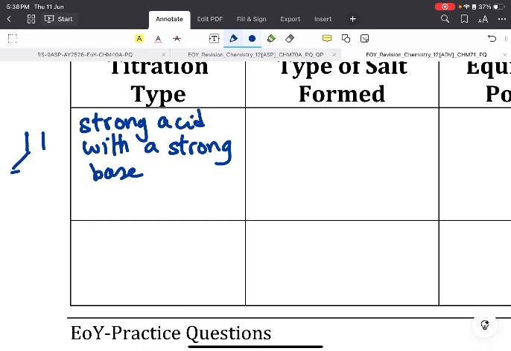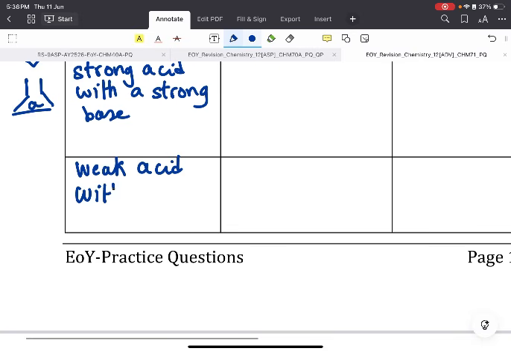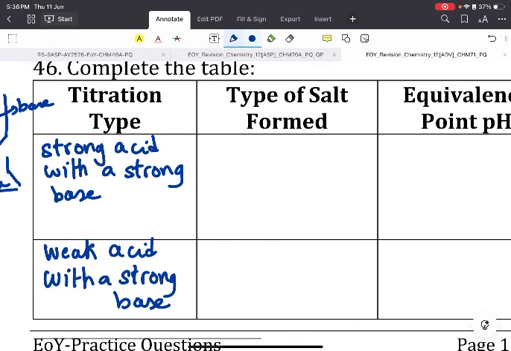It means here in this conical flask, I have the acid, and on top of it, I am adding a base. And the other type of titration that is included in your KPIs is the weak acid with a strong base. Now, let's take some examples. Strong acid with a strong base. Go for the simple examples. Let's say HCl and NaOH.